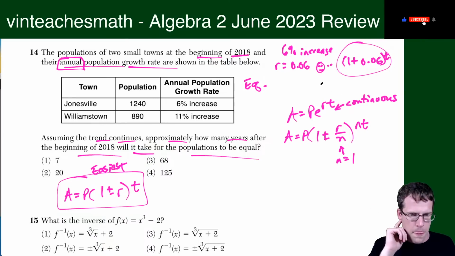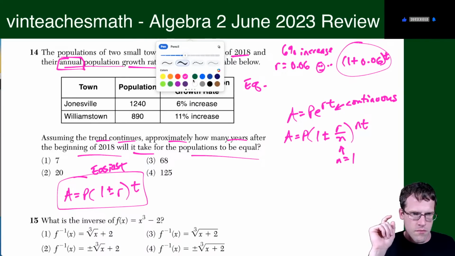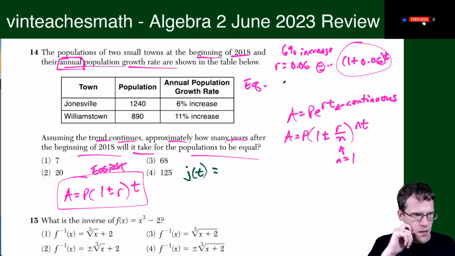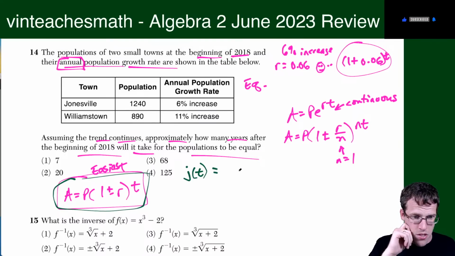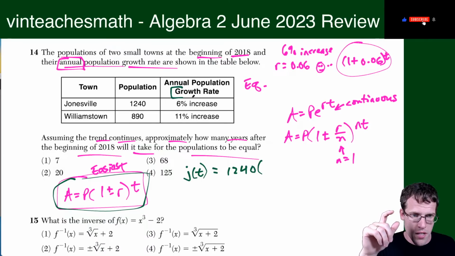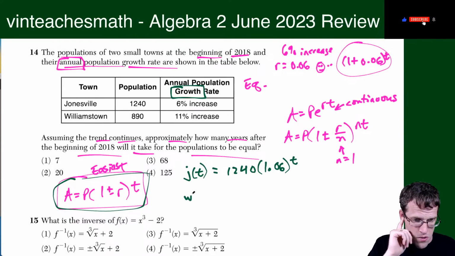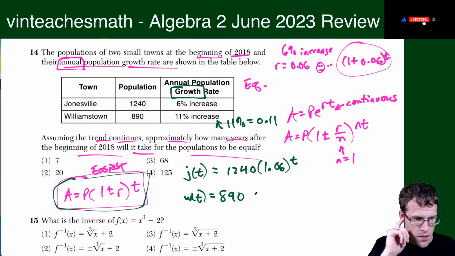Then you use this. But what I'm doing here, I'll call it J of t for the growth of Jonesville, is I'm using this formula here. The initial population is 1240. And now I'm doing 1 plus because it's population growth, not decay. So I'm going to have 1.06 to the t power. And then Williamstown, I'll call W of t. Initial population 890. And now 11%, just know, is 0.11. So this is 1 plus 0.11, or 1.11 to the t. And now just set those equal.